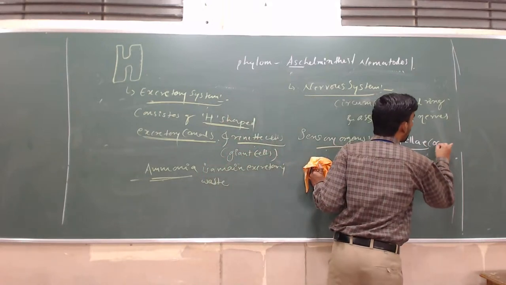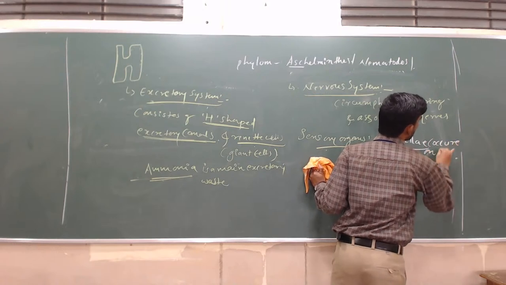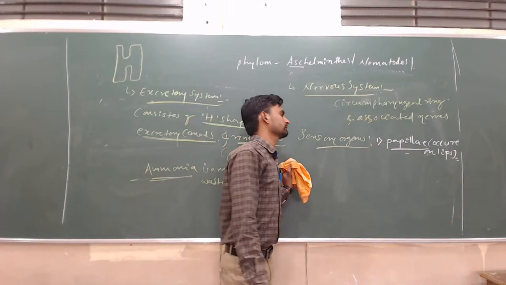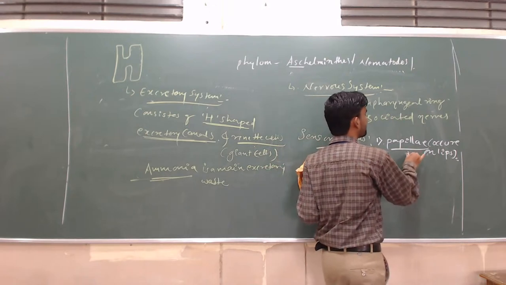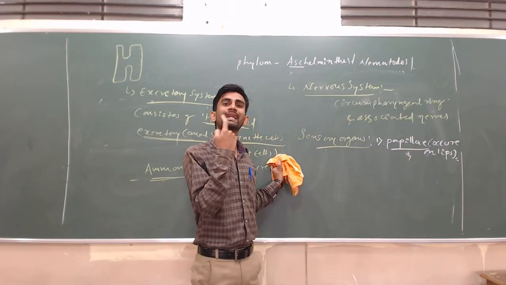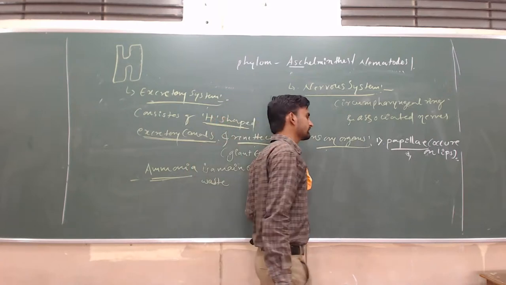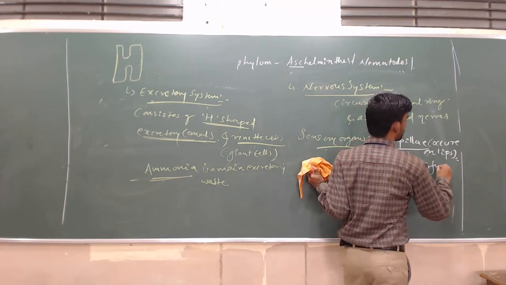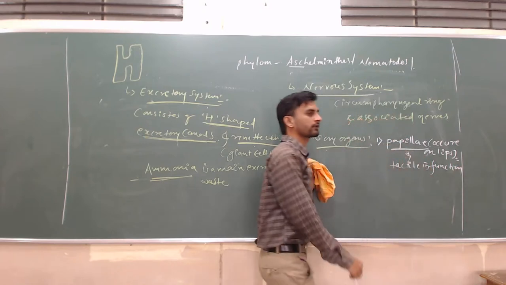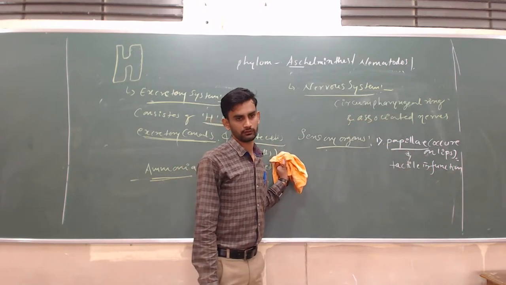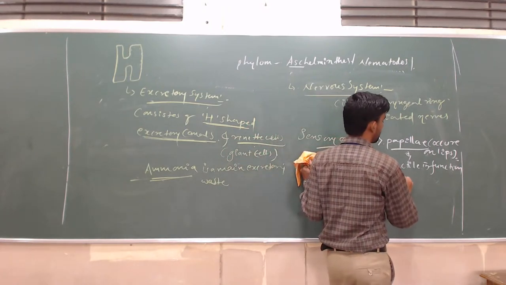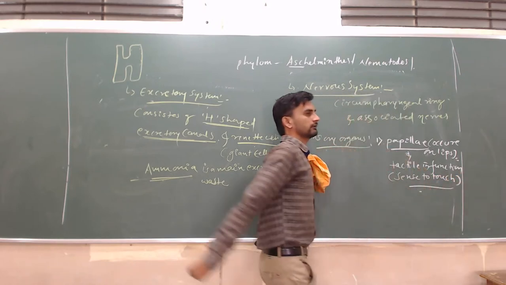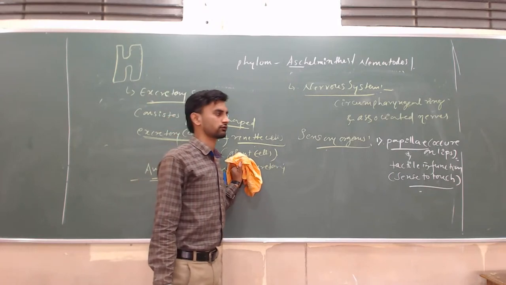Papillae occur on lips. What is the important role of the presence of papillae on the lip region? This role is also very important. They are tactile in function. You already know that tactile means sense to touch. You just write it down in brackets. So these are touch receptors. Touch, sense to touch, tactile.